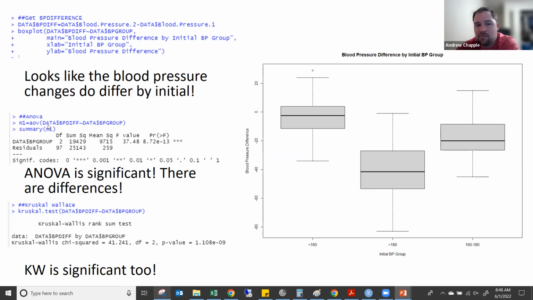M1 is my ANOVA, blood pressure difference by blood pressure group, and I take the summary. I can see this p-value is very significant. So what does that mean? That means that the mean blood pressure differences do differ by initial blood pressure group.